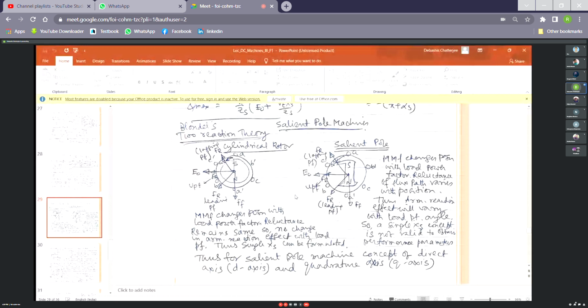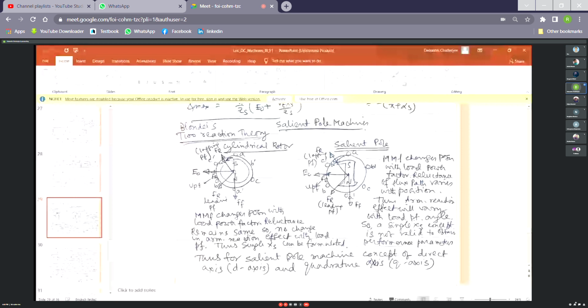So now you see that in cylindrical rotor machine, we have seen during armature reaction the concept of variable power factor loads, like when the power factor is varying, from leading to lagging, and the armature reaction effect becomes, say, magnetizing to demagnetizing and then cross magnetizing and all. But this will be same for cylindrical and salient pole. When you consider MMF, the MMF will be same.